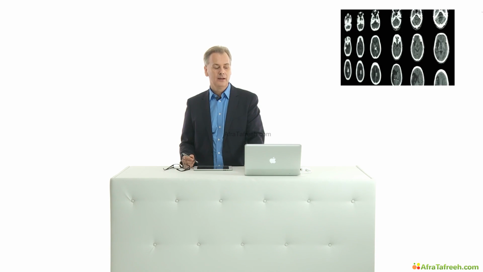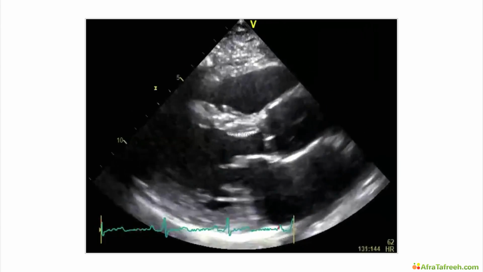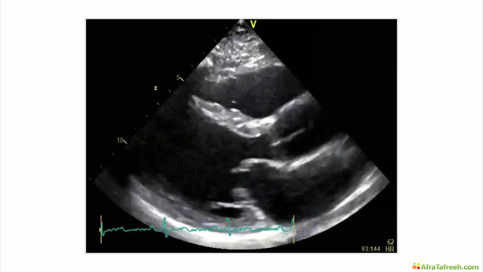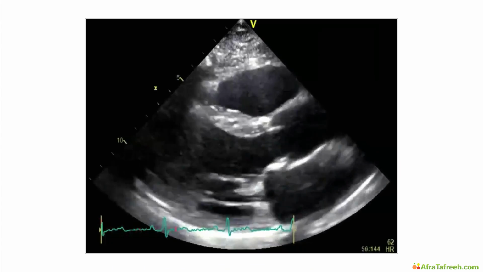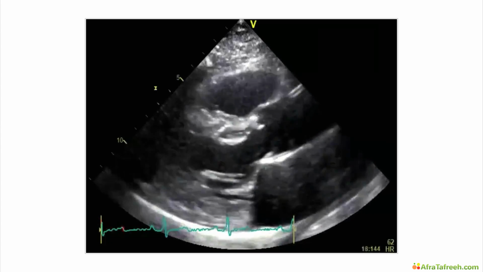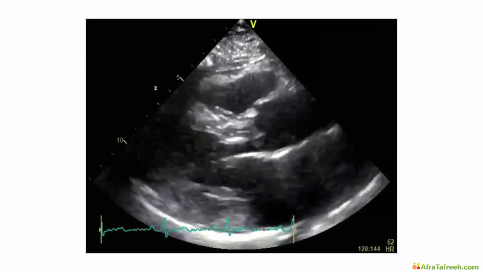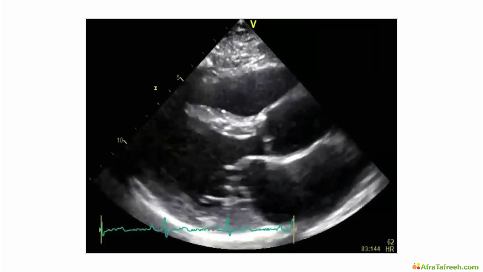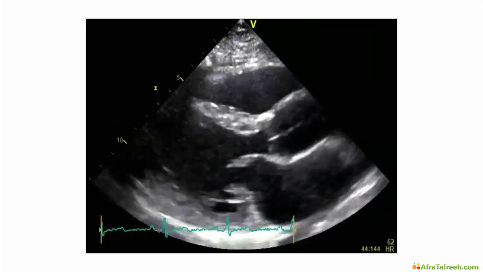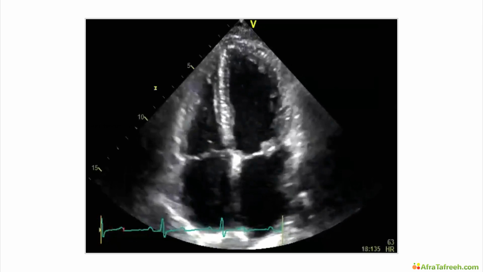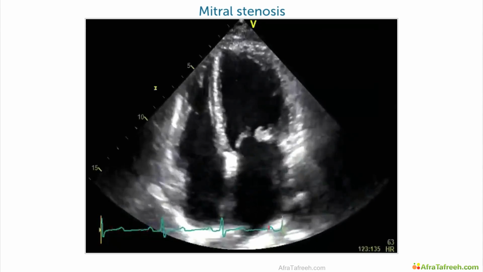But why? To find out, we have to look at the echocardiogram. This is her parasternal long axis view. Well, her left ventricular function is completely normal. The aortic valve opens completely normal. The problem here, however, is the mitral valve. It does not open normally. This patient has mitral stenosis.